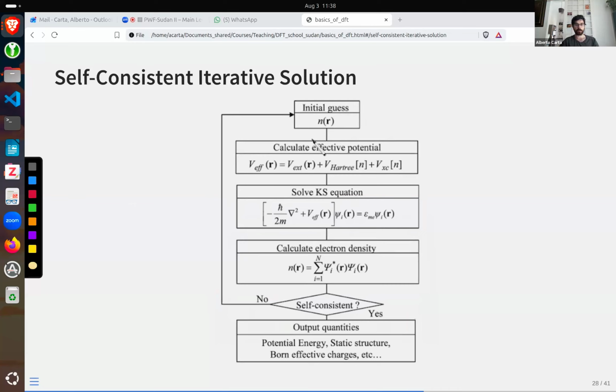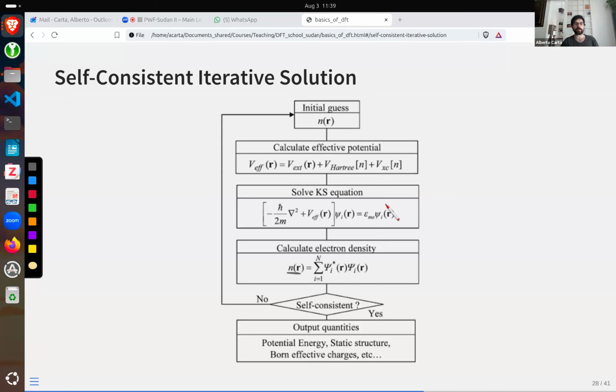Self-consistency means that our calculated density is the same as the initial guess. Okay, if it is, we are going to stop the calculation. Otherwise, we're going to iterate this a bunch of times until the answer doesn't change anymore.